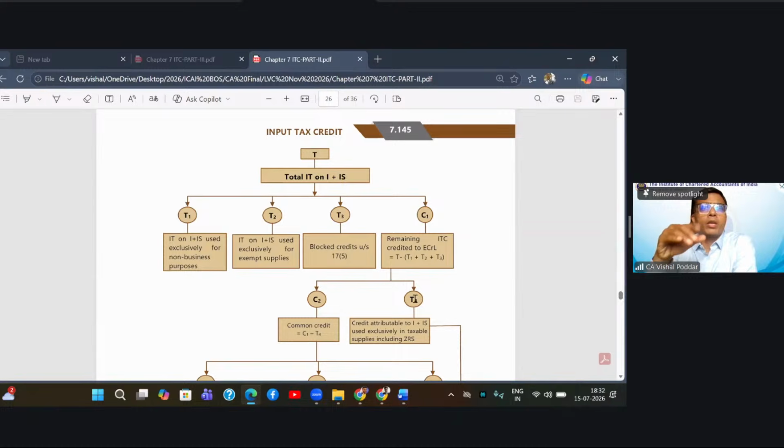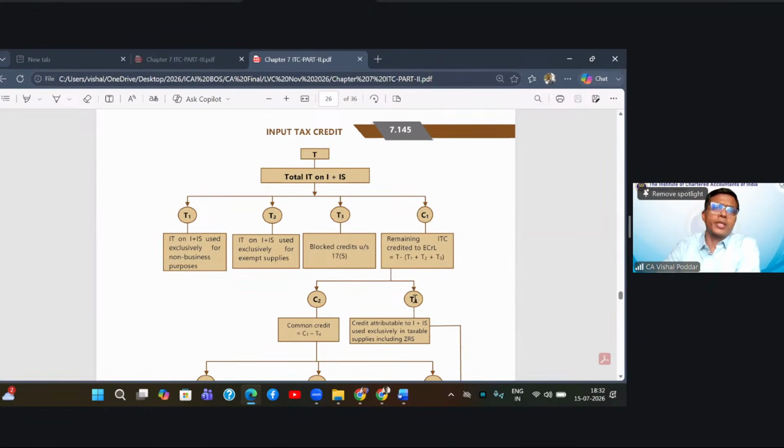In such cases, wherever we are talking about proportionate reversal, it is only to be done of the common ITC. That is the ITC on those inward items which are used in taxable also, and used in exempt also, or those are your common expenses. Like, let us say you are paying rent for a common business place, which is used for both outward supplies, taxable and exempt. Or you have common expenses like management expenses, expenses on branding of the company, legal fees, audit fees. These are all expenses which are common.